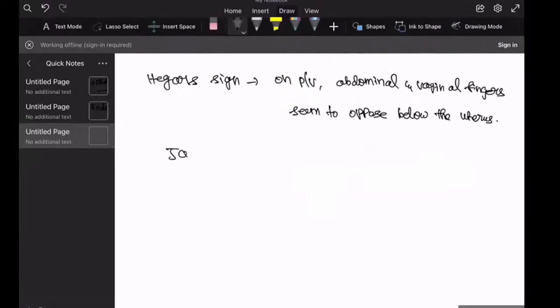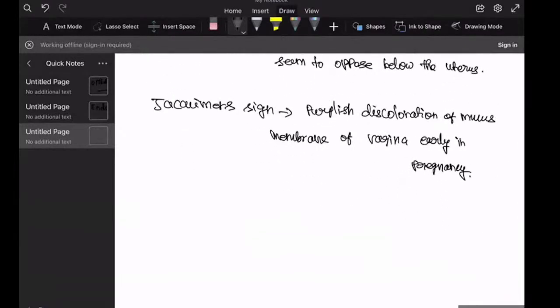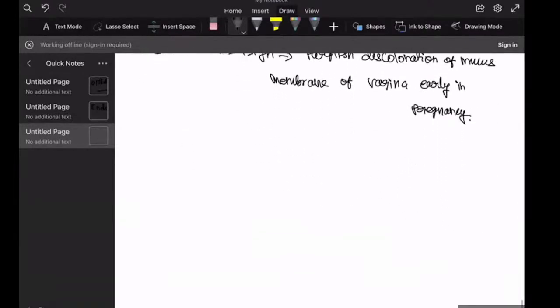And then we have Jacquemier sign. This is purplish discoloration of the mucous membrane of the vagina early in pregnancy.